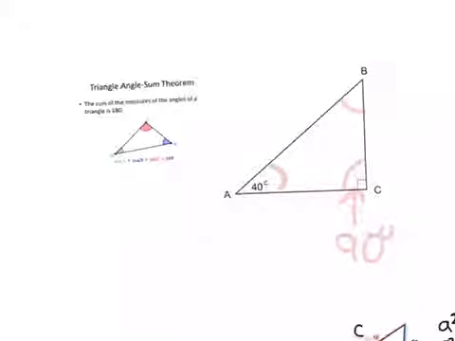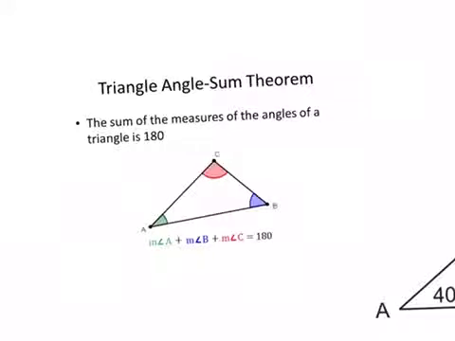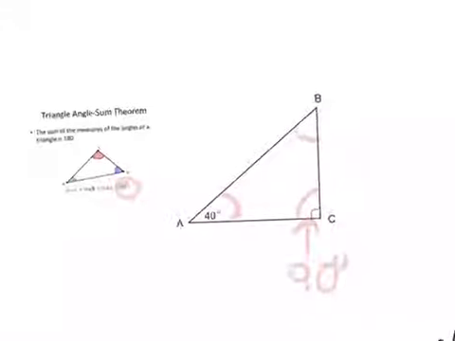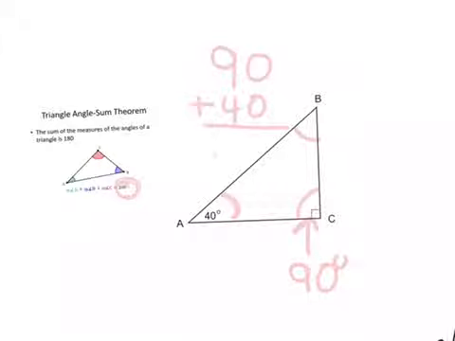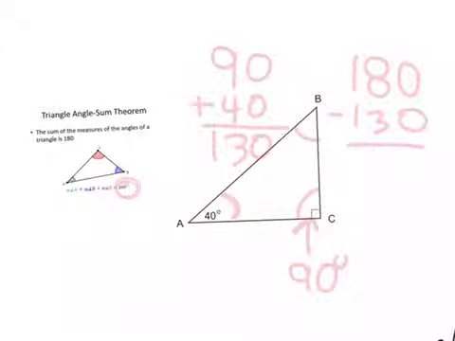And I know that all interior angles of any triangle always have to add up to 180 degrees. So I'm going to say, well, 90 plus 40 is 130. And then I can say, well, it has to be 180. So I'm going to subtract 130 from 180, and I have 50 degrees remaining. So I know that this has to be 50 degrees inside.